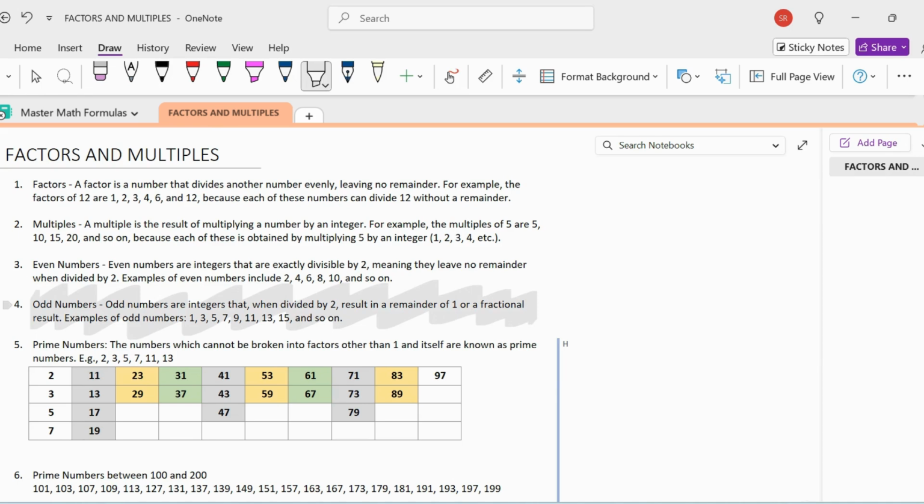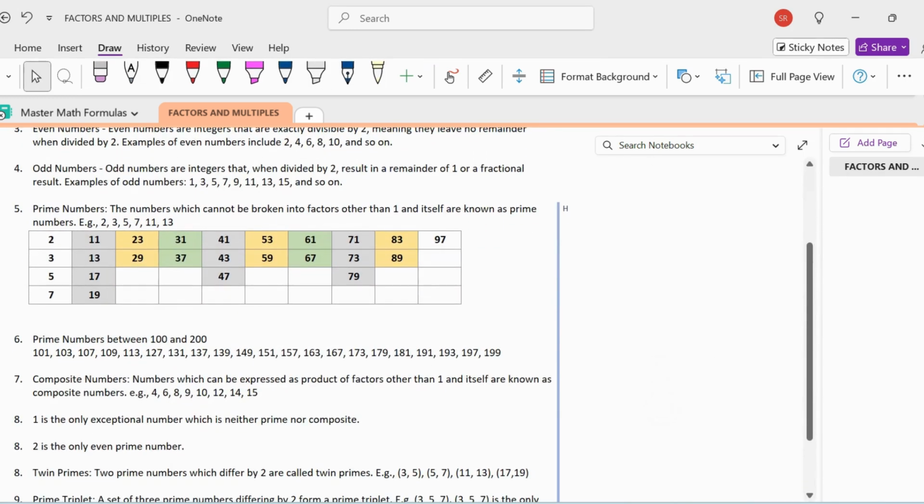Coming to prime numbers, I had made a separate video on how to memorize the prime numbers starting from 1 to 100. Now what are prime numbers? Prime numbers are numbers that cannot be broken into factors other than 1 and itself, which means they have factors only 1 and itself.